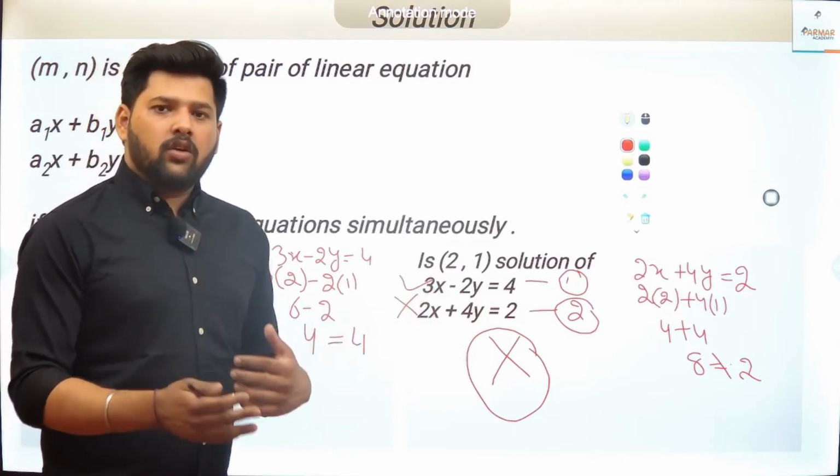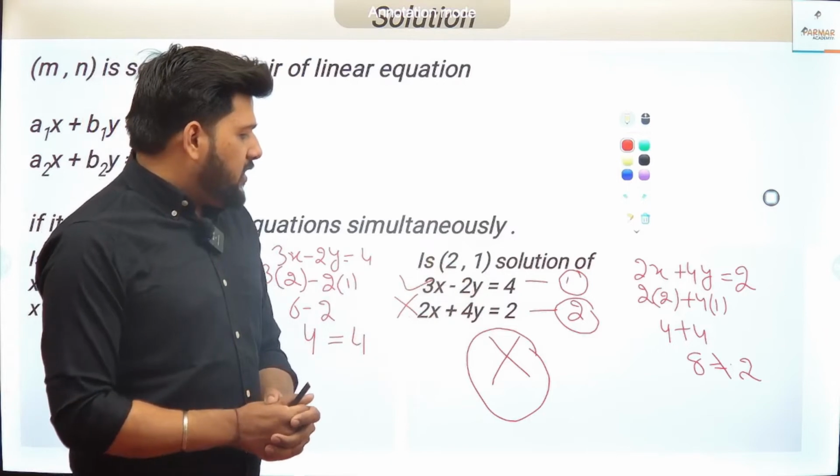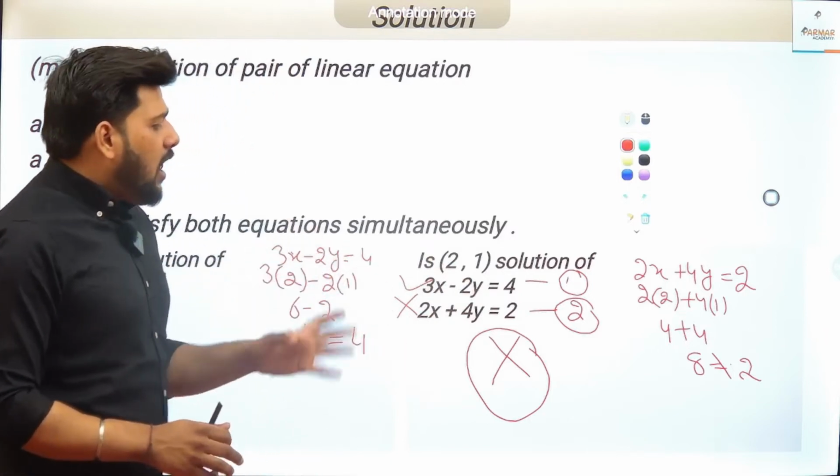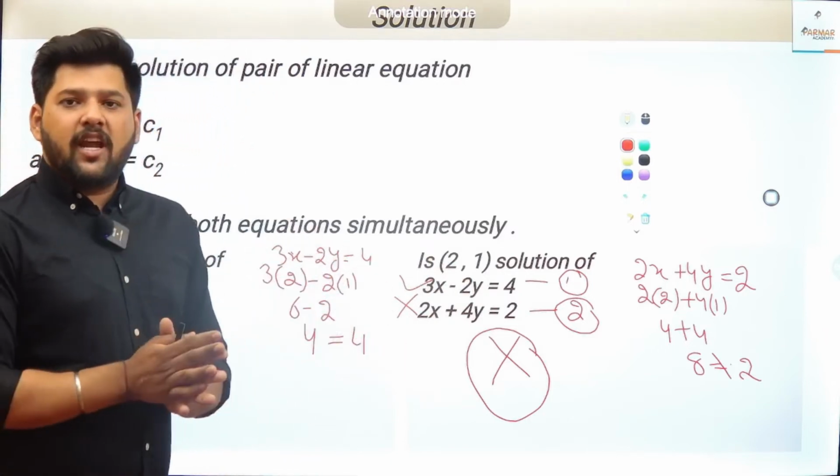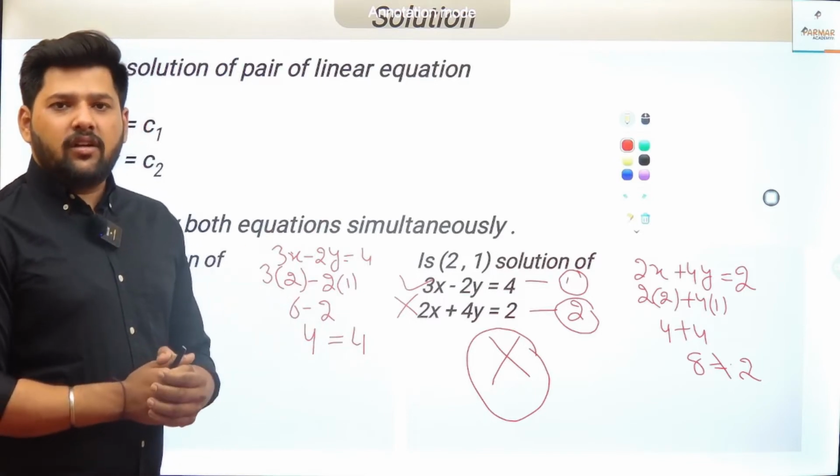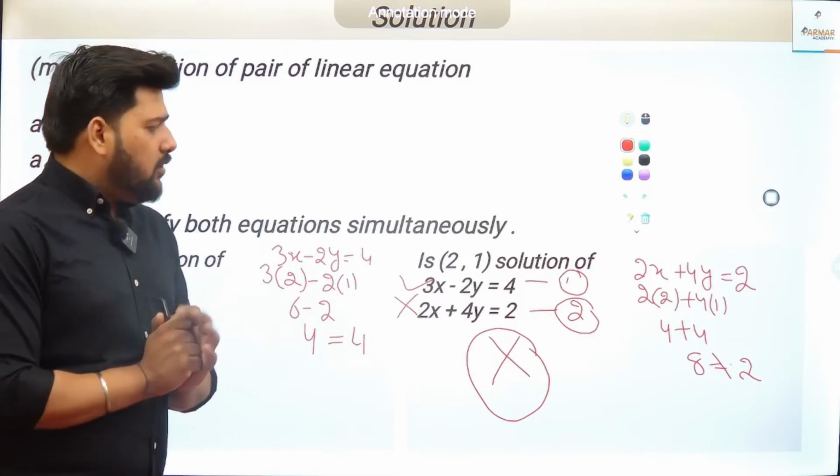So overall it is not a solution of the pair of linear equations in two variables. So this is how we have to check whether the given point is a solution of a pair of linear equations in two variables, yes or no.